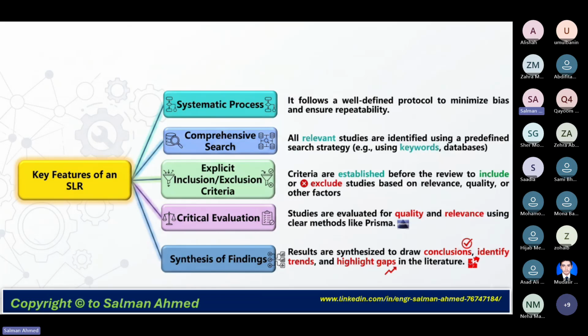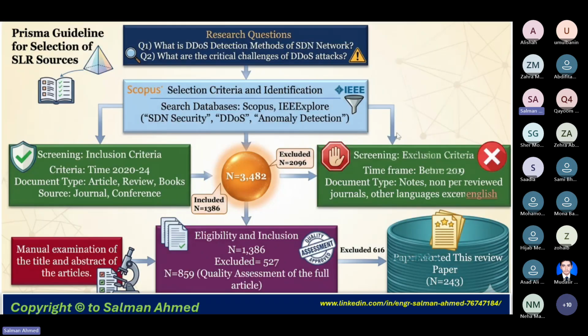So for the critical evaluation, the studies are evaluated for quality and relevance using the PRISMA method. In the next slide, I will tell you how to do a PRISMA method, and then the synthesis of findings. Synthesis of findings is basically to draw the conclusions, identify the trends, and highlight the gaps. So this is called the PRISMA method.